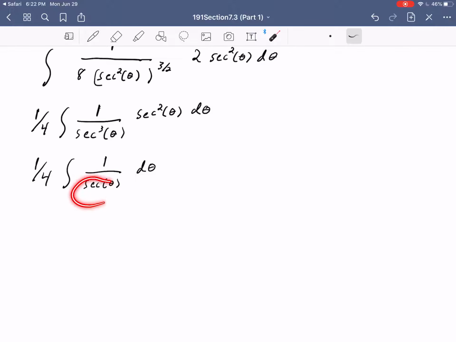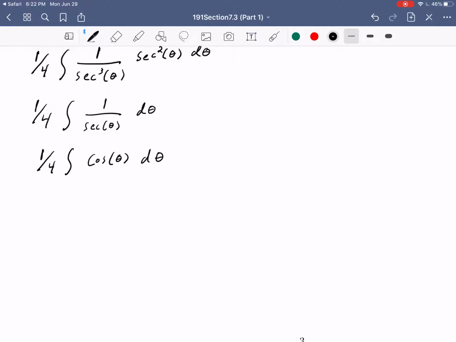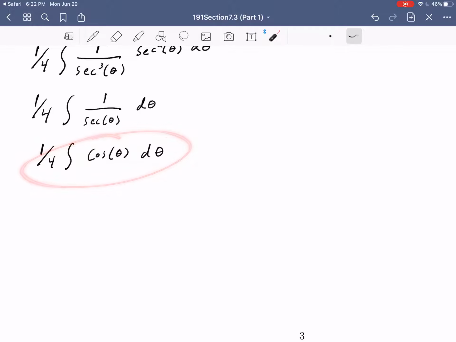Okay, we're not thrilled about that being in the denominator, but actually this is even easier. The integral, what is 1 over secant theta? Well, secant is 1 over cosine, so 1 over secant is 1 over 1 over cosine. That means this is actually just cosine. So we have the integral cosine theta d theta. We know how to integrate cosine theta. This is just going to become 1/4 sine theta plus c. So we went ahead and we finished our integration.